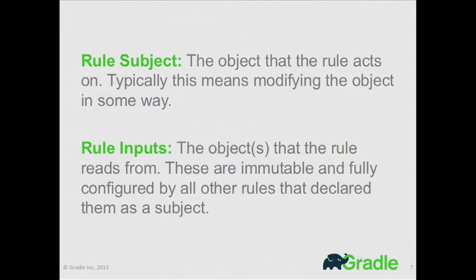And what we can do when we model these things in this way is, first, we can enforce immutability. We can make sure that a rule can only ever modify its subject, so it can't do any work that we don't expect. And then we can guarantee that the inputs we give to the rule have been fully realized. This is all the information. Nothing about this is going to change, because all the rules that act on this input have already been executed.